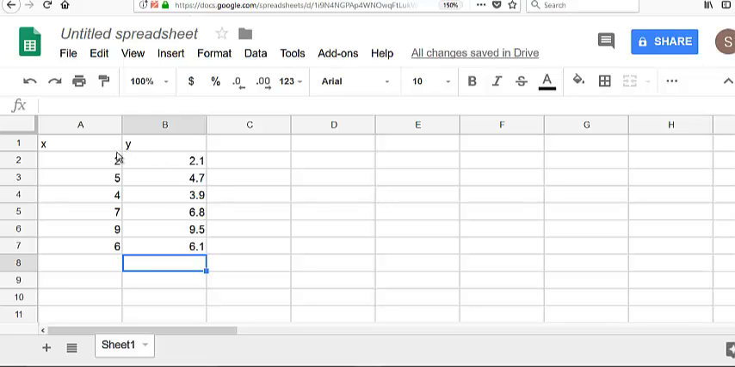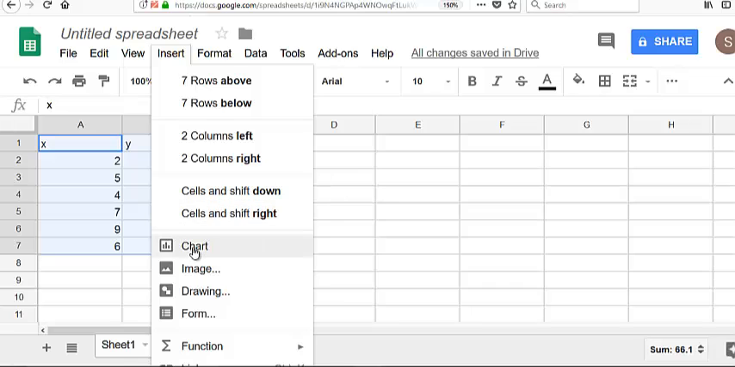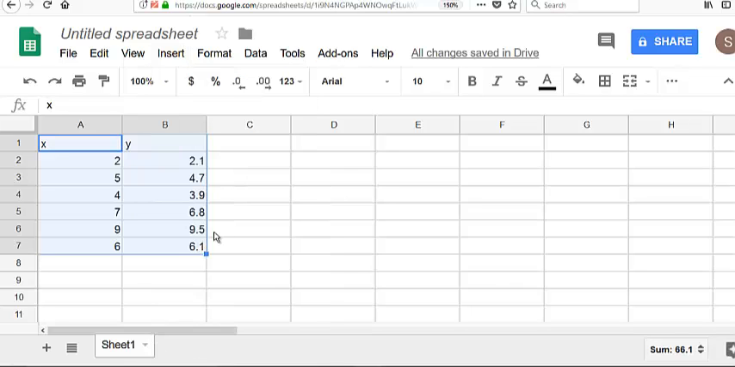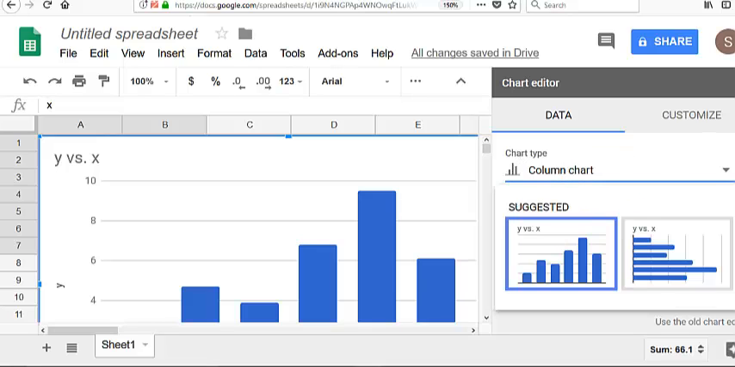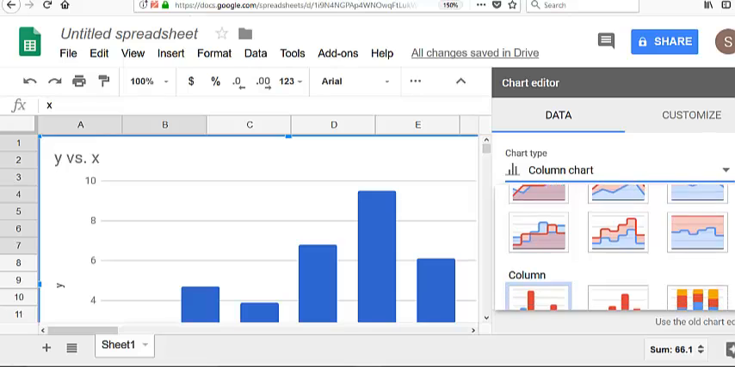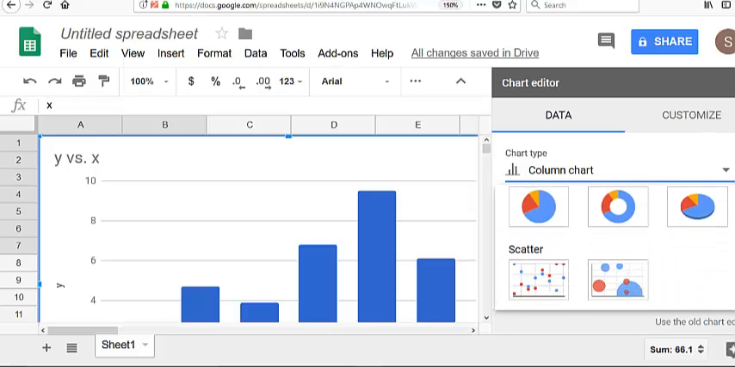Now, to do a regression, it's the same kind of deal. You highlight the data, you insert, and you insert a chart. Now, it's going to automatically decide to do a column chart, which I don't want. So one of the choices is scatter plots. Okay, so scatter plots.